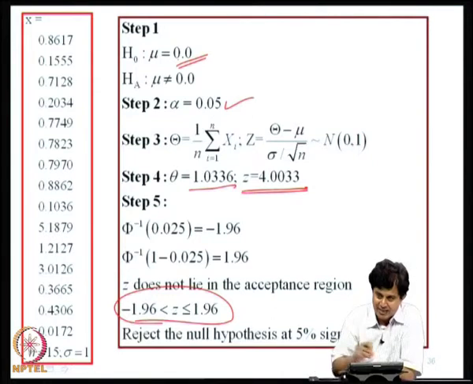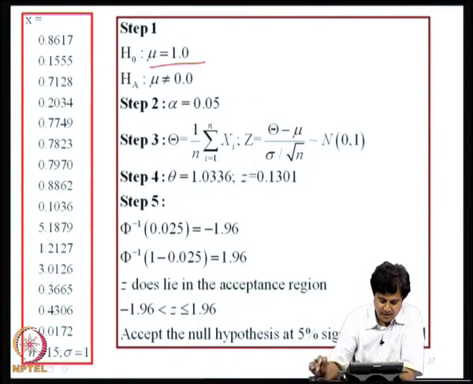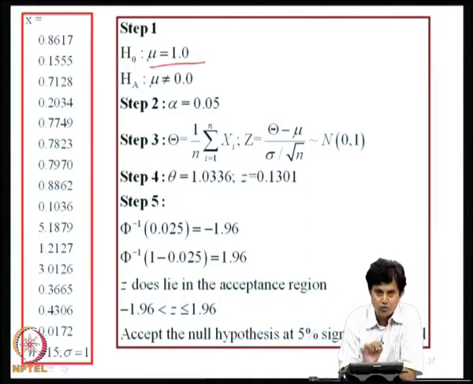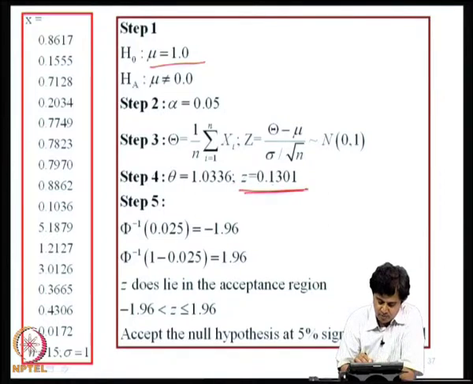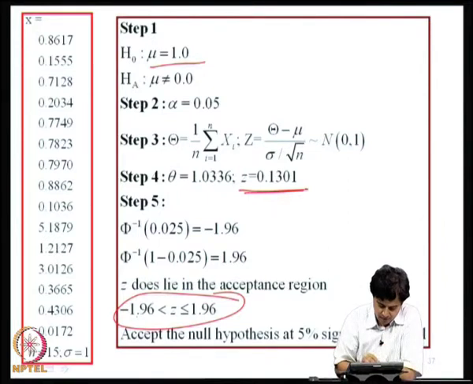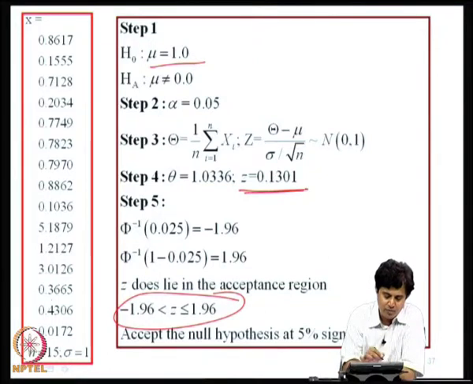Now we will test, since I know that I have generated these numbers from an exponentially distributed random variable whose mean is 1, I can now test whether this simulation of these random numbers is correct or not. So the null hypothesis is mu is 1, alternate hypothesis mu not equal to 1, and again significance level is 0.05, and I get the z statistic to be 0.1301, and that lies in the acceptance region, and now I can accept the null hypothesis that this sample is drawn from a population whose mean is 1 at 5% significance level.